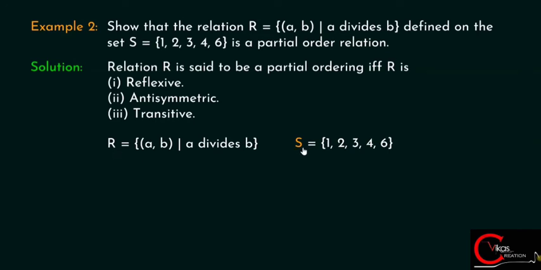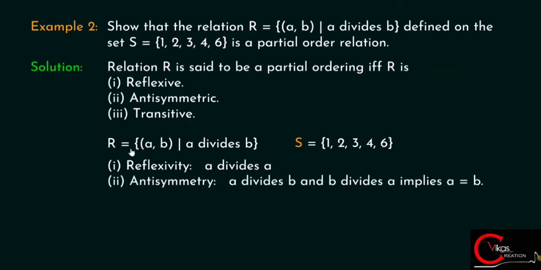First, we will identify whether this relation is reflexive or not. According to reflexivity, A must divide A. Obviously, it is true, right? A divides A. There is no doubt about this. Apart from this, the relation is antisymmetric also. If A divides B and B divides A, then obviously A must be equal to B. This is only possible when A is equal to B. If A divides B and B divides A, then this implies A is equal to B.